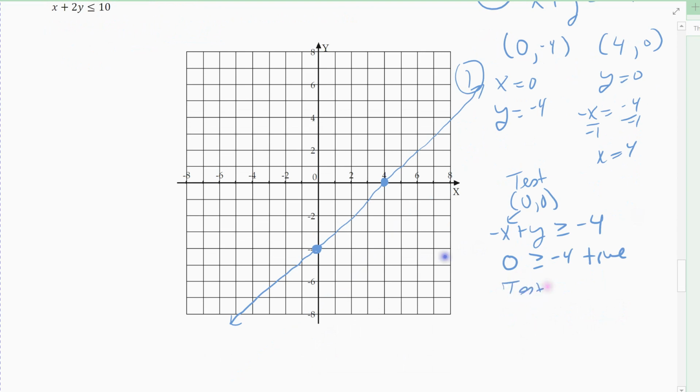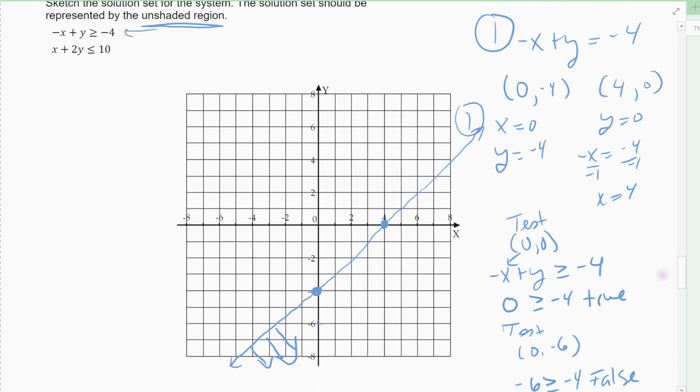I'm going to test now something on the other side, so maybe I'll pick the point 0, negative 6. So if I plug 0, negative 6 into that, well, x zeroes out. Y is negative 6, so I get negative 6 greater than or equal to negative 4, and that's false, right? Negative 6 is not bigger than negative 4. If you owe somebody $6, that's worse than owing somebody $4. And so this is the false side. What I usually do is indicate this is the side I'm going to end up shading. But since I know I have to graph another line, I'm not going to shade it until the very end. But I know I've got to shade below that line. Alright, and so there's the first one.